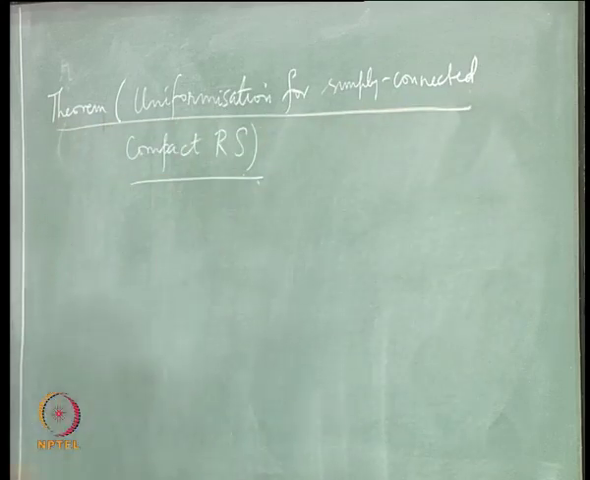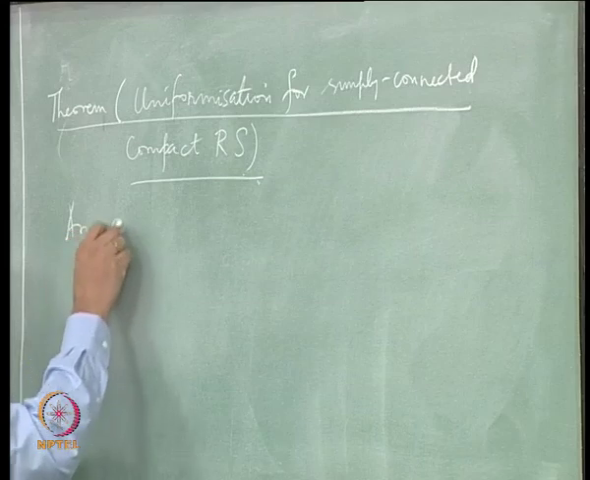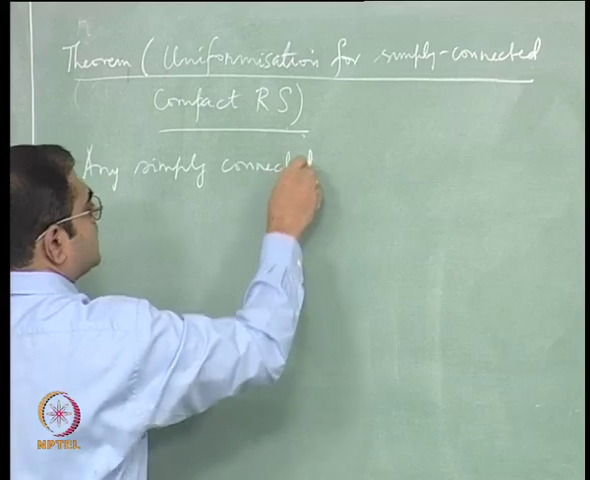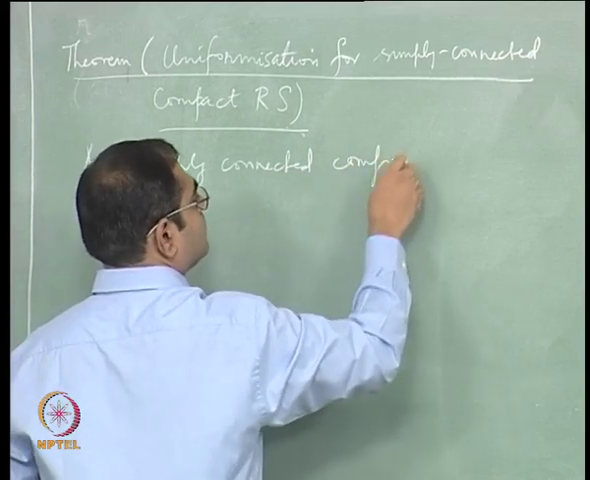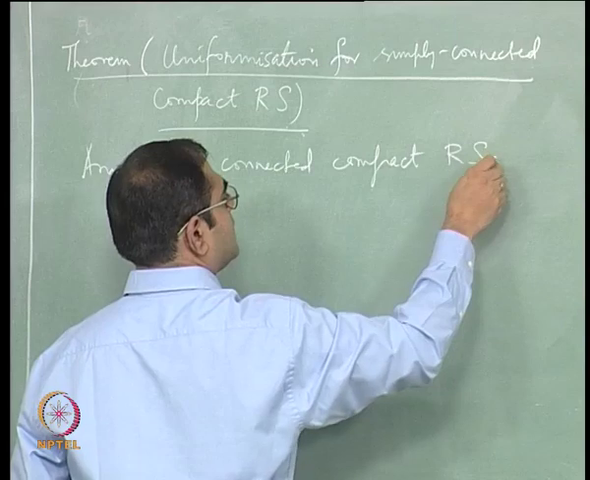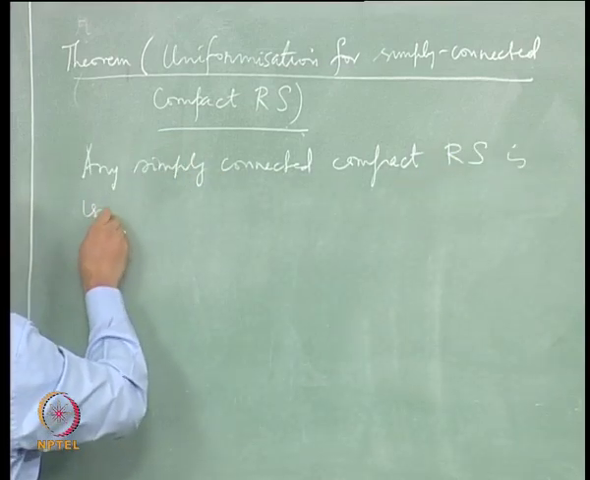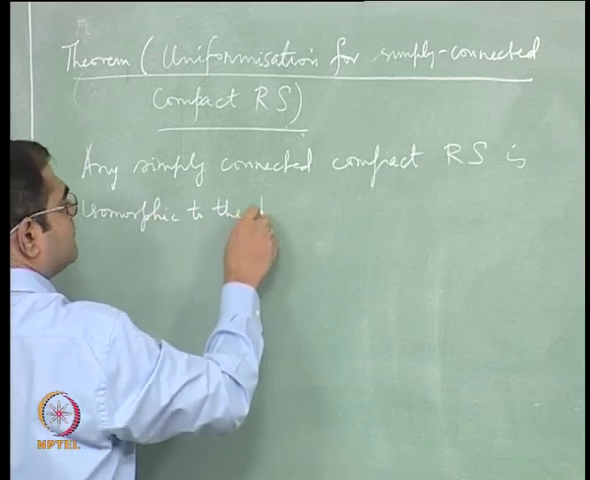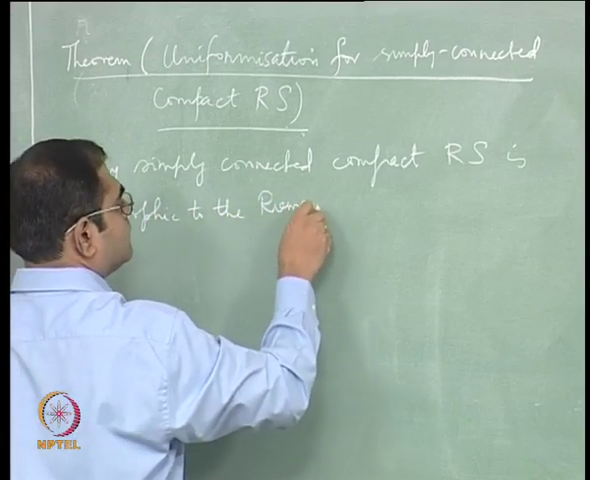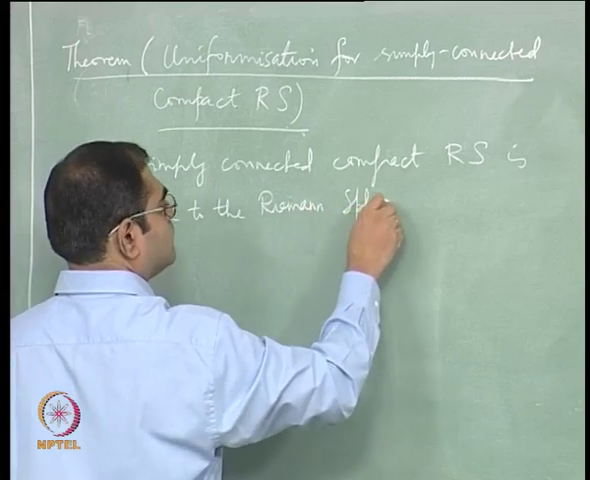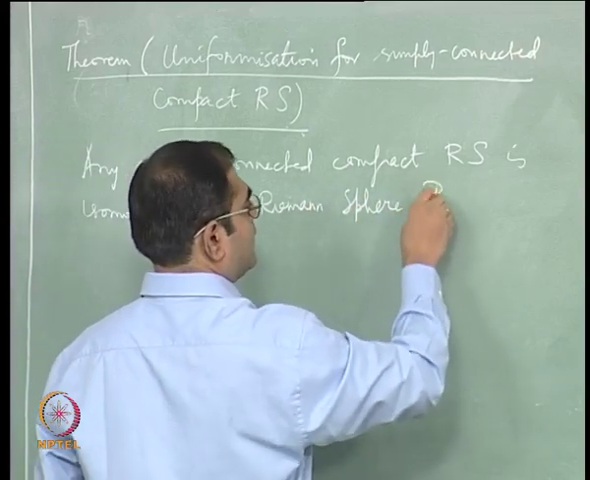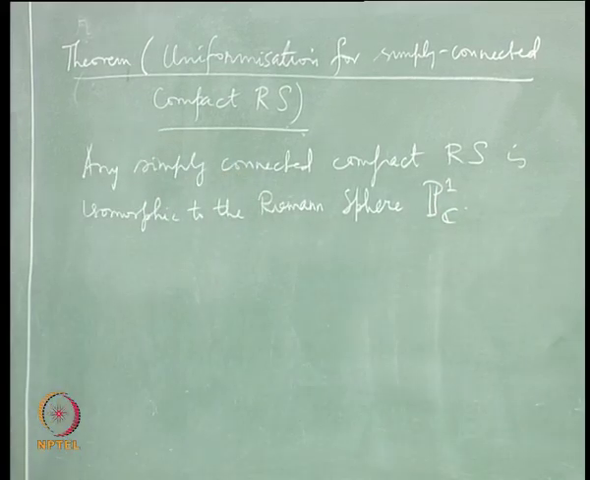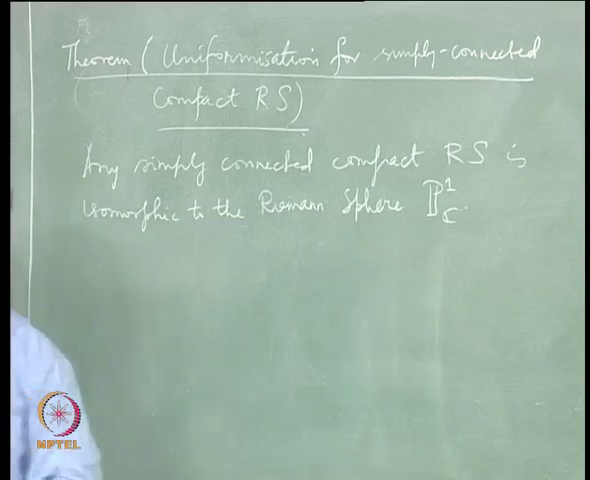So, what does this say? It says any simply connected compact Riemann surface is isomorphic to the Riemann sphere, which I will denote as P1 of C. I will denote it as P1 of C for reasons I will explain later.